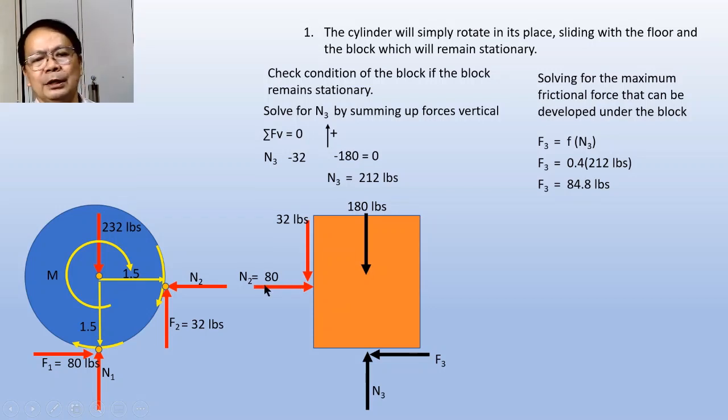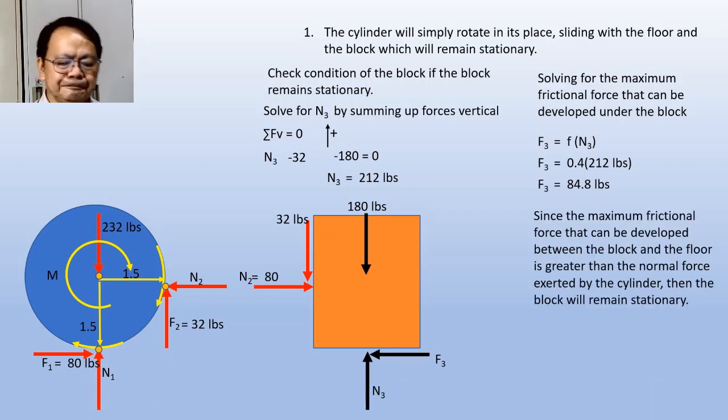So sa makatuwid, ano ngayon yung ating magiging kasagutan doon? Ang ating magiging kasagutan doon, yung maximum moment that will be applied will just be equal to the moment produced by this 180 and 32, which is equal to 168 foot-pounds. Ngayon, subukan nating solbahin siya the other way. So, ipakita naman natin ngayon kung paano kung ang assumption ko ay gumalaw ang block.